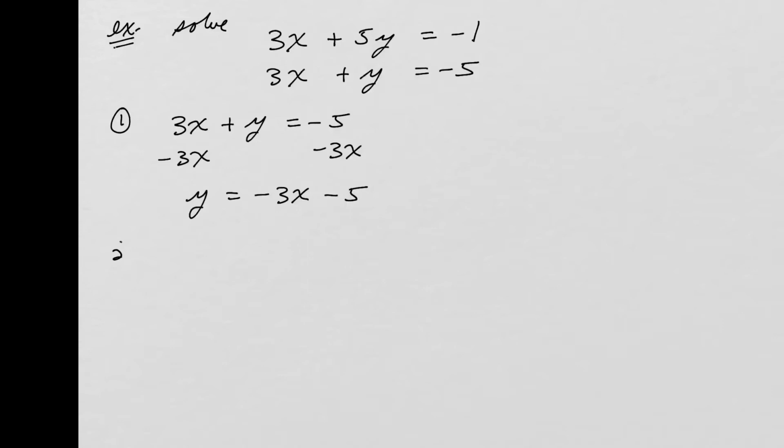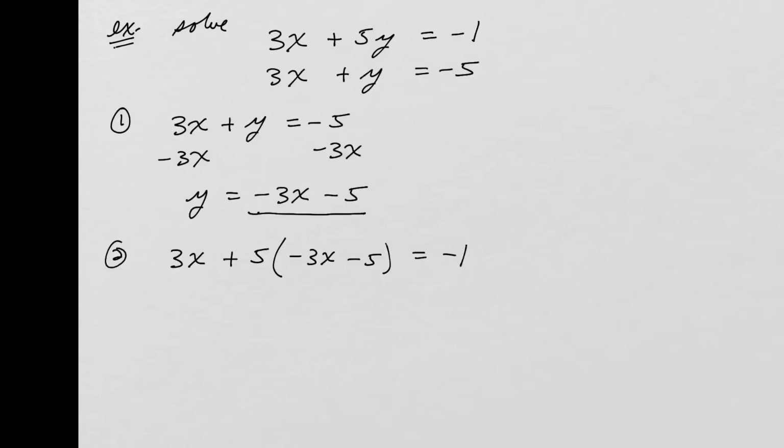Now step 2 was I take that expression, because y is now negative 3x minus 5, and I go to the other equation, and wherever I have a y, I'm going to plug in that expression. So I have 3x plus 5 times y, but y I can plug in now, negative 3x minus 5. That's equal to negative 1. Okay, that's where the substitution comes in. So this is the second step with the substitution.